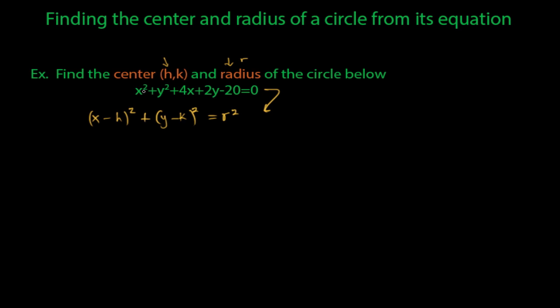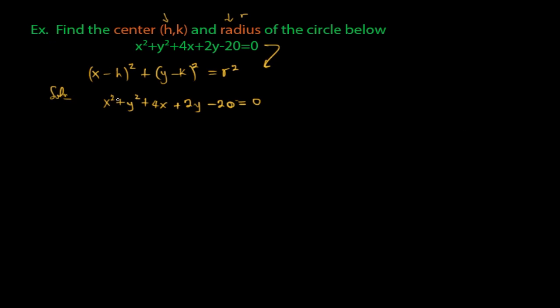So let's start. The equation we are given is x squared plus y squared plus 4x plus 2y minus 20 equals 0. To be able to rewrite this equation in this format, we are going to use a particular technique called completing the square. I have made a video on completing the square, so if you're still having problems with the technique, you should watch one of those videos before watching this one.